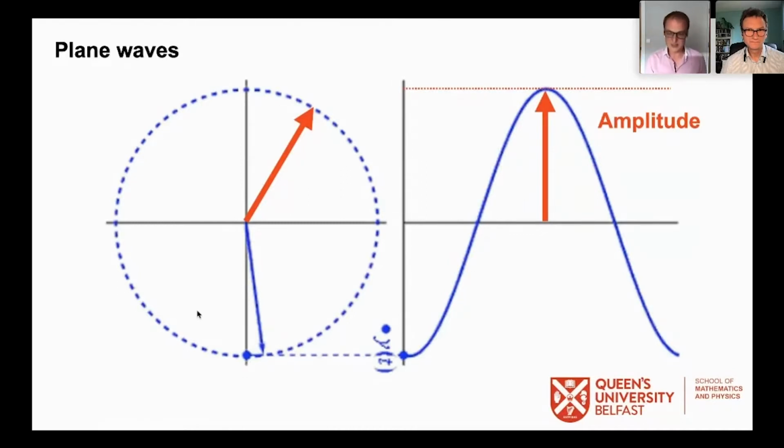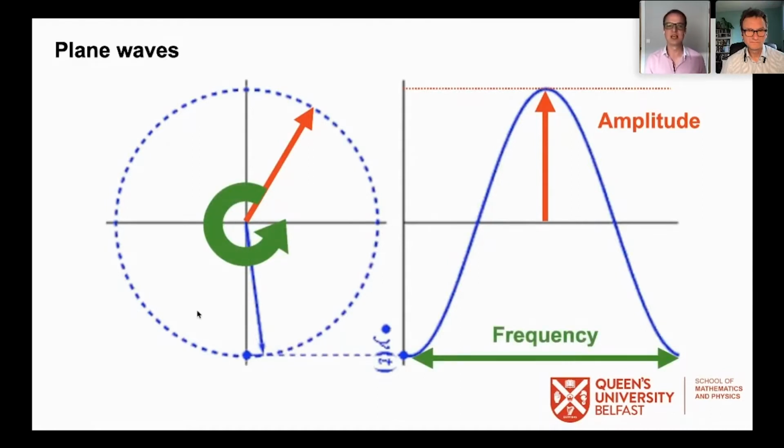And then the other aspect of plane waves that we're interested in is the frequency. The frequency has to do with either how rapidly this arrow maps out the circle on the left-hand side, or equivalently it's related to the distance between successive peaks or troughs in our wave. So it's related to the wavelength.